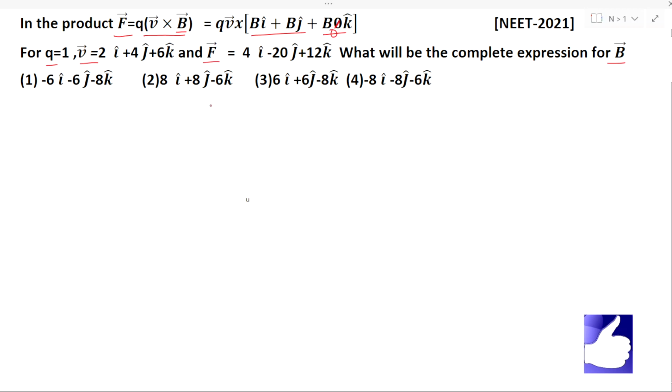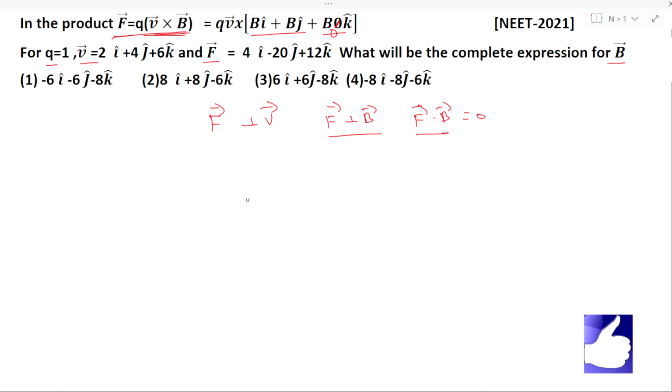So the formula for force is F equal to Q into V bar cross B bar. Now according to the concept of cross product, it is clear that the force vector F will be perpendicular to the plane containing V bar and B bar. That is, F bar is perpendicular to V bar and F bar is perpendicular to B bar. Since F bar is perpendicular to B bar, that means F bar dot B bar is equal to 0.